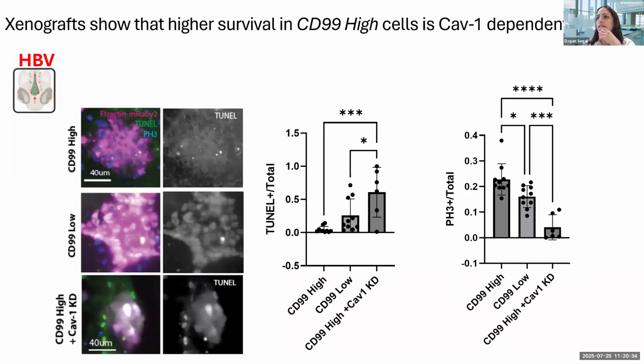We also observed that the CD99 high cells had a survival and proliferation advantage in certain environments. Here I'm showing you xenografts into the hindbrain ventricle of the zebrafish, and we can stain these xenografts for the cell death marker TUNEL or proliferation marker phosphohistone 3, and we see that compared to CD99 low cells, the CD99 high cells have a massive survival advantage that's dependent on CAV1, because when we knock down CAV1, the cells no longer can survive in this environment.